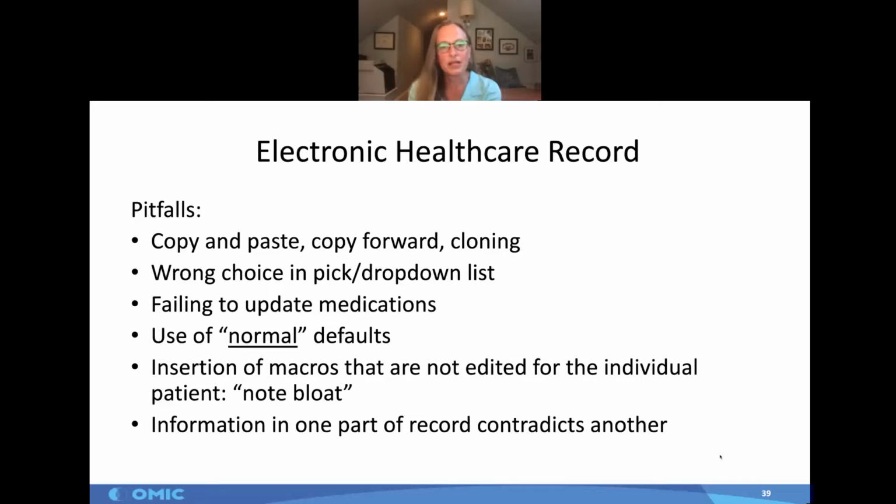Anyway, there's a lot of problems that you can fall into, a lot of pitfalls of the electronic health care record if you're not going back and reviewing these things or teaching your scribes to help you with that.